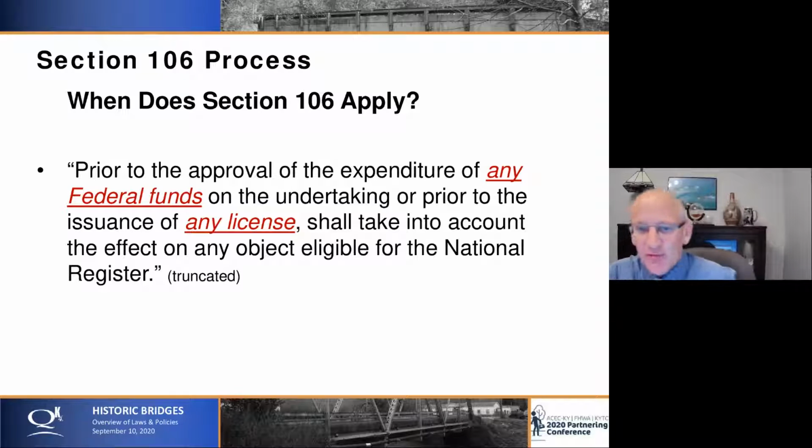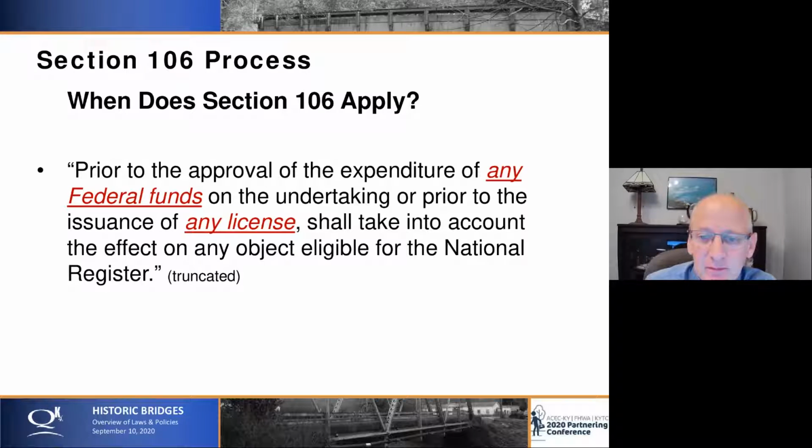So I took a direct quote from the law. It says, prior to the approval or the expenditure of any federal funds on the undertaking, or prior to the issuance of any license, shall take into account the effects on the object eligible for the National Register of Historic Places.